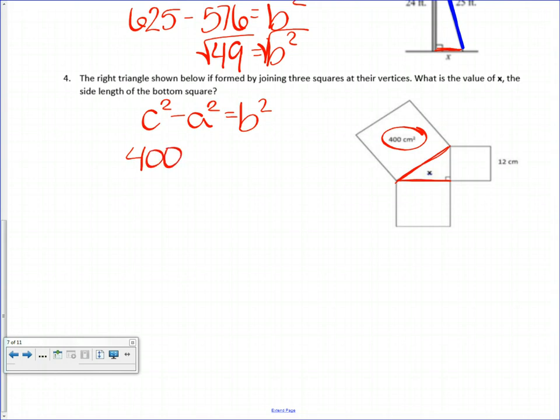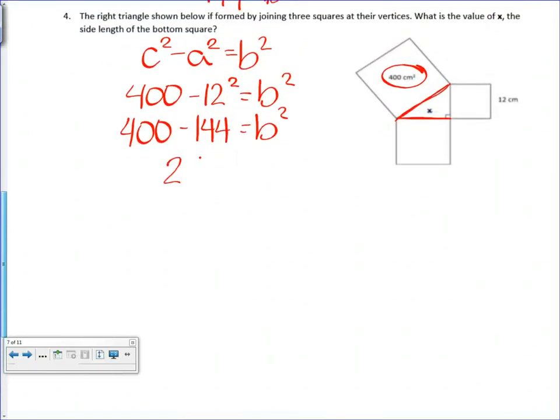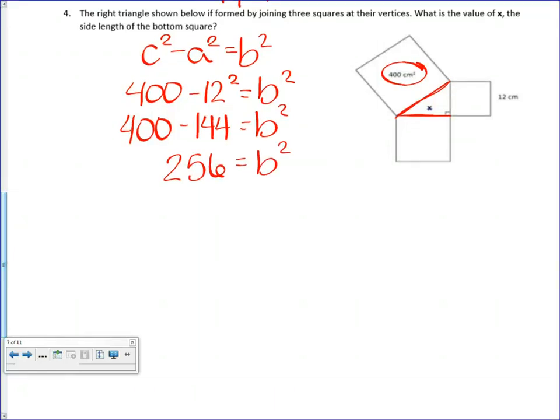Now this is the area of the square, so I do not have to square it again. And then 12 will be A. And because 12 is the side length of that square, I'm going to have to square it. So 400 minus 144 equals B squared. It's 256. And then because it's asking us for the side length, we're going to go ahead and square root. You should get 16.